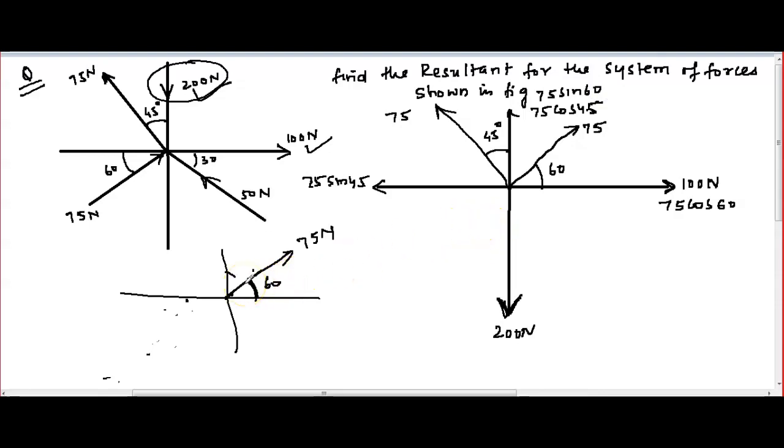Now here is another force, whose direction is given. This direction is given, 50 Newtons. Angle is how much? 30 degrees. See here, this is 50. Then later you can do it on your own. First question, so try to understand clearly. So 50 Newtons is given.